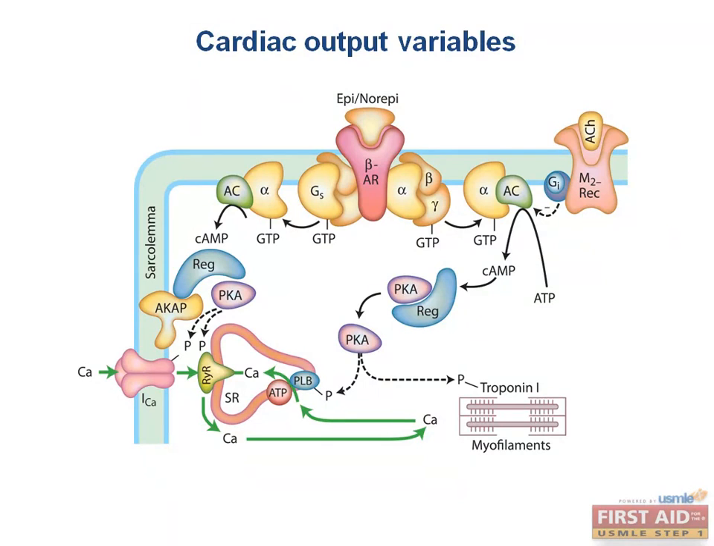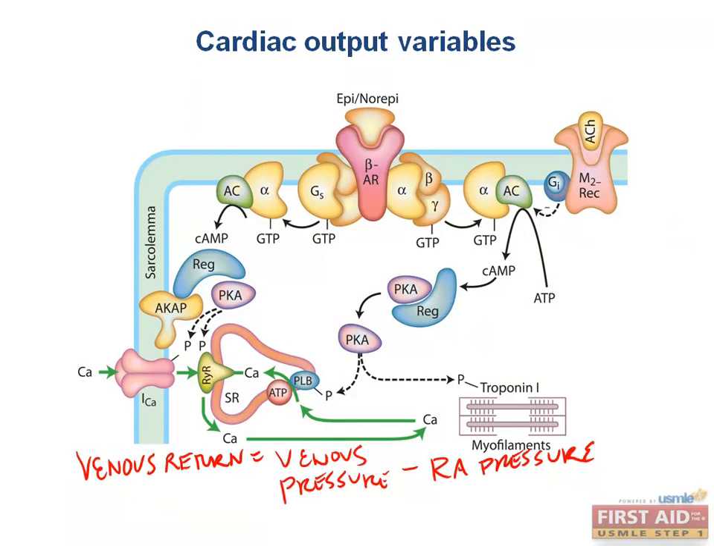Venous return is driven by the pressure difference between the veins and the right atrium. Let me write this out for you because this is incredibly important. So venous return equals venous pressure minus the right atrial pressure. So if I was to increase venous tone, which means I would have venoconstriction, this would actually increase our venous pressure. And that means we will have a greater difference, which means that we will have an increased return to the right side of the heart.